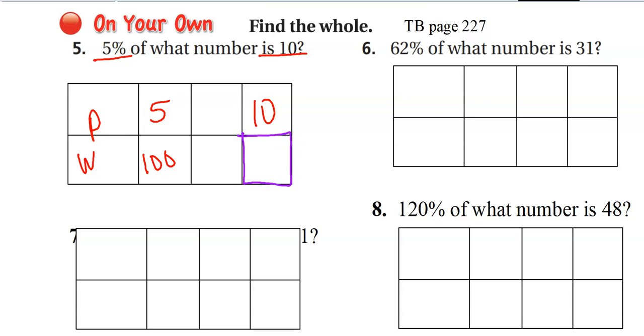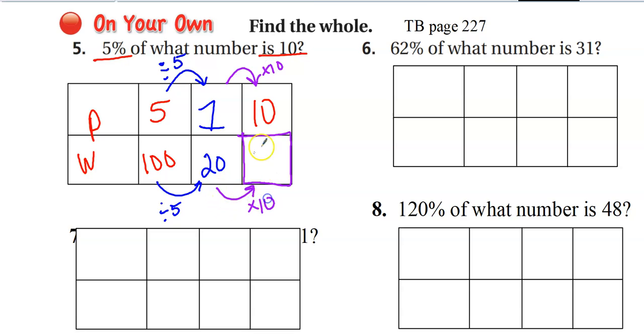So here we go. I'm going to put 1 in the top middle row just because it makes my life easy. 5 divided by 5 is 1. That means I need to do 100 divided by 5, and I get 20. Ooh, that was easy, right? I didn't even have to use a calculator. There was definitely no repeating decimal. And then when I go from 1 to 10, it's a times 10. So I'm going to multiply by 10 on the bottom, and I get 200. So 10 out of 200 is equal to 5%.